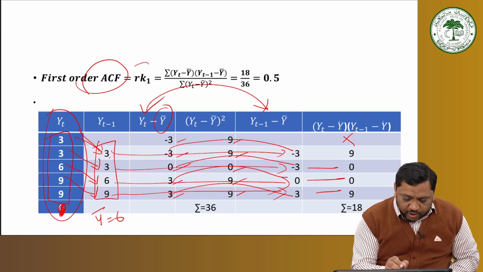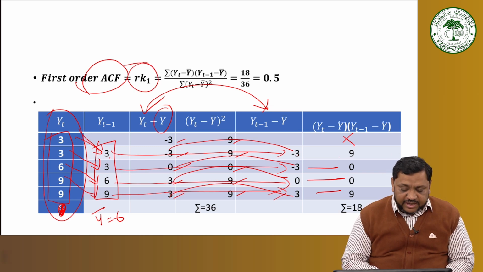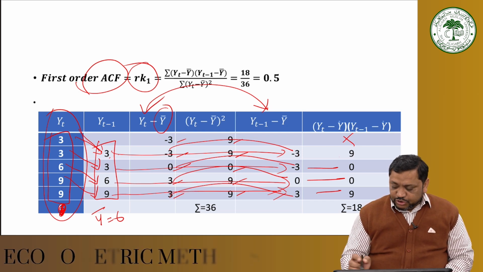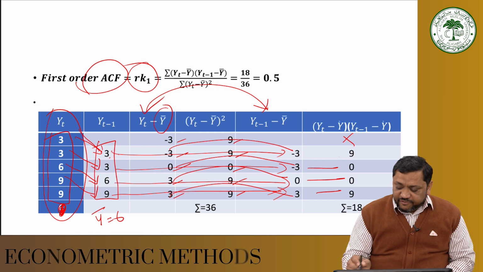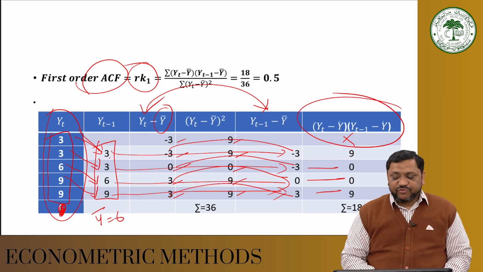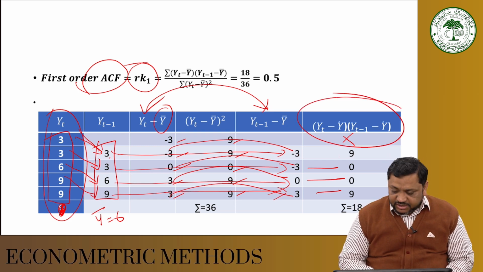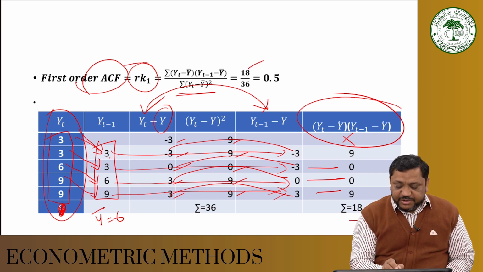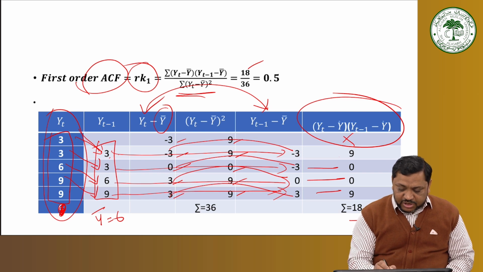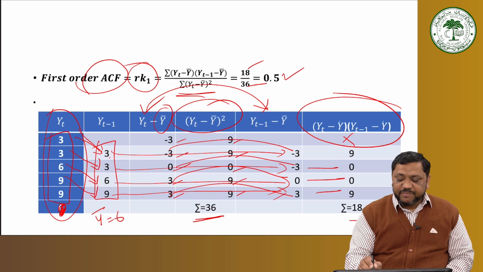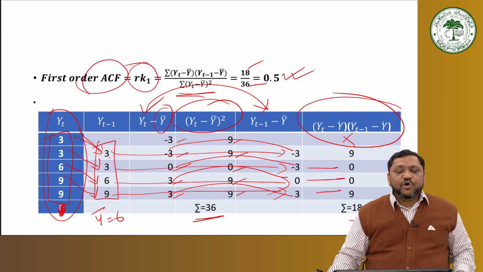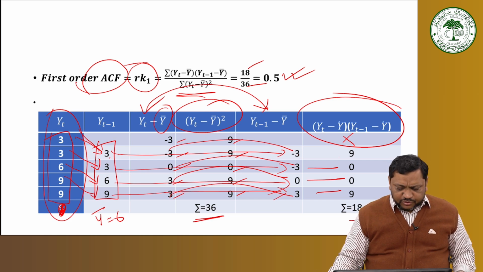Now the formula of the autocorrelation function, rho k, which I have denoted by 1 since we have taken the first lag, is equal to the summation of yt minus y bar multiplied by yt minus 1 minus y bar, that is 18, divided by the summation of yt minus y bar square. The summation of yt minus y bar square is 36. So 18 divided by 36 is equal to 0.5. This is how we calculate the autocorrelation coefficient.